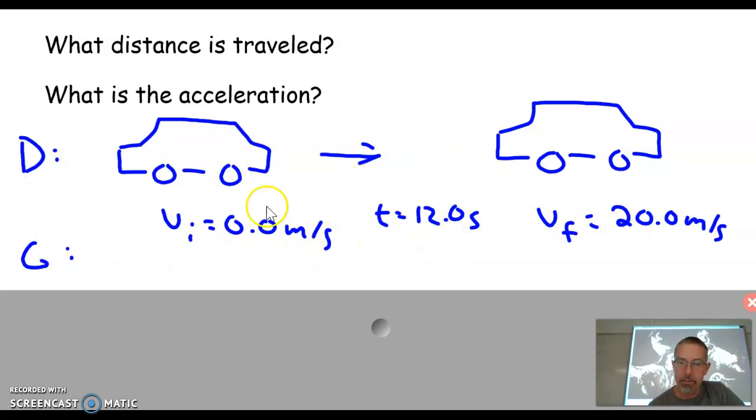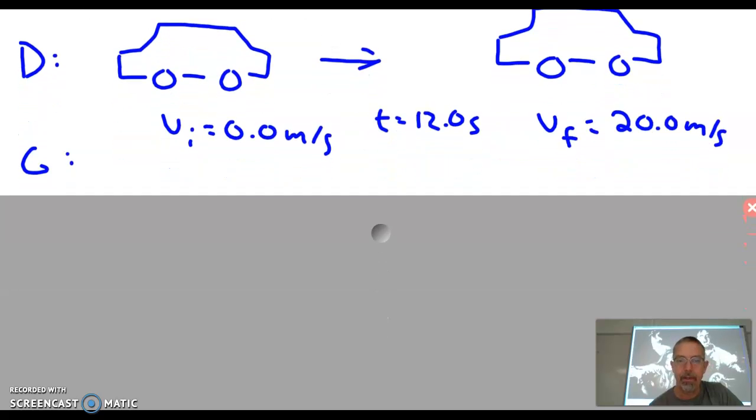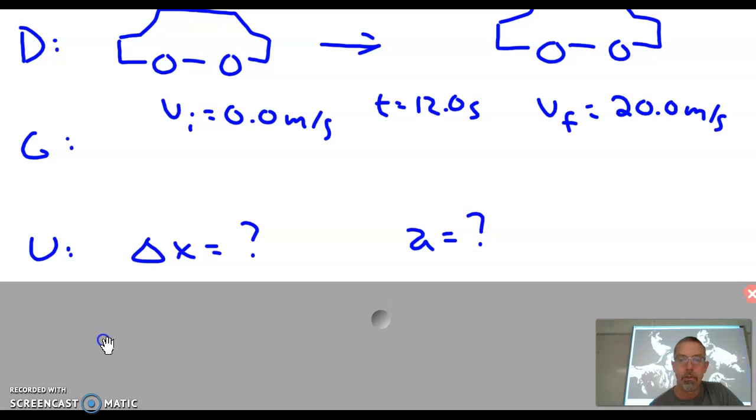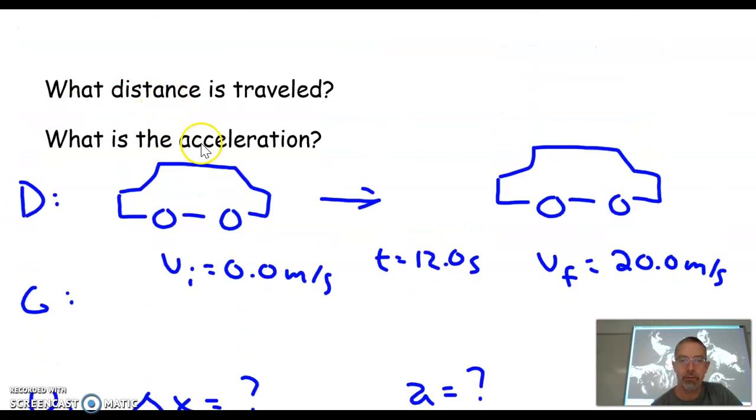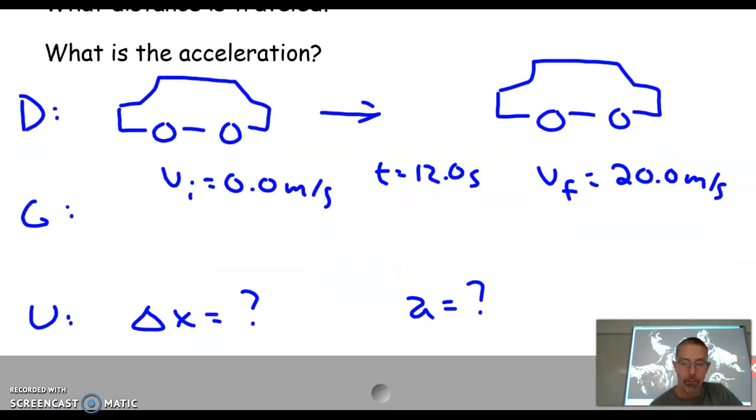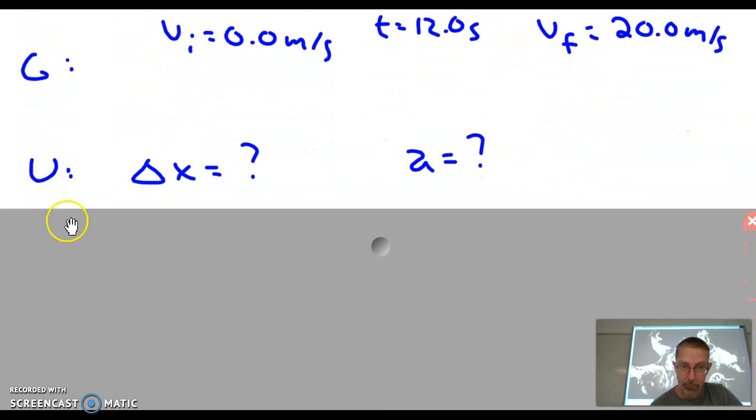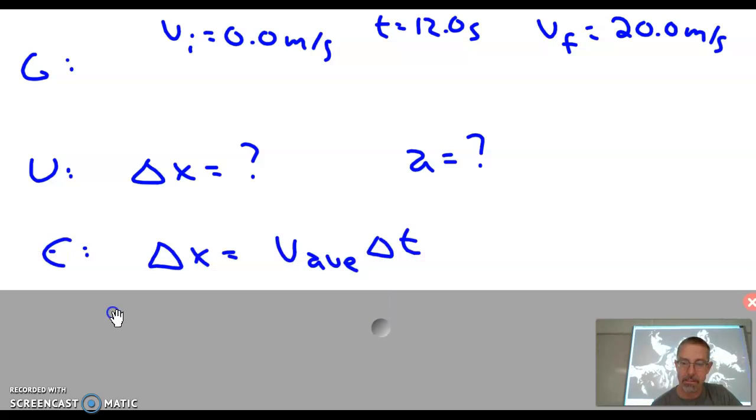So diagram first, then you're going to write down what the problem is giving you. That's the givens. My unknown: what is my delta x, how far did I go, and what was my acceleration? Those are the two questions I've got right here. What distance is traveled, what was the acceleration? Those are the unknowns. But any problem will always give you enough pieces to solve it. Just like Hansel left enough breadcrumbs to find his way back home, there's going to be enough breadcrumbs in your word problem to help get you where you need to be.